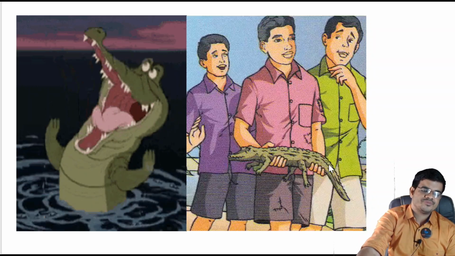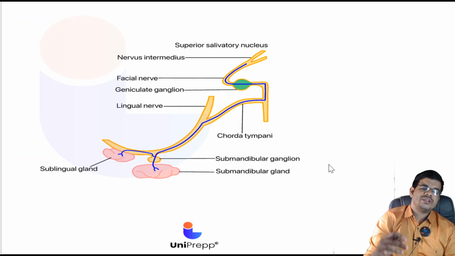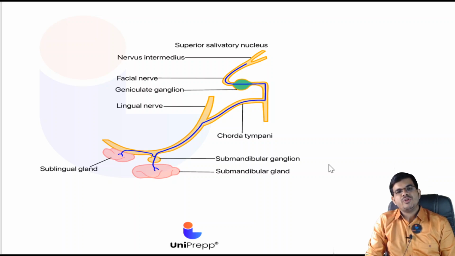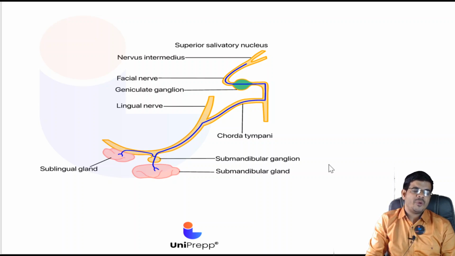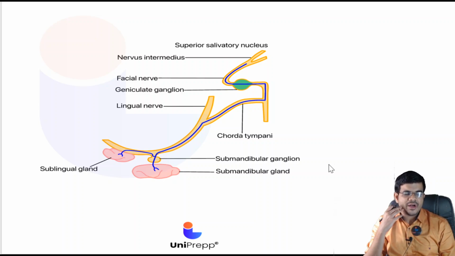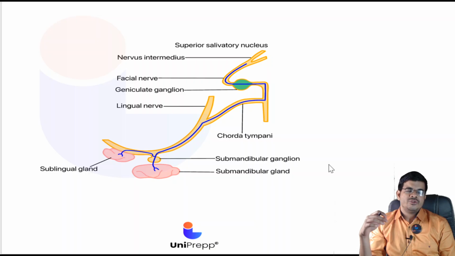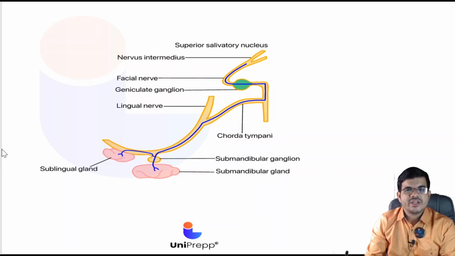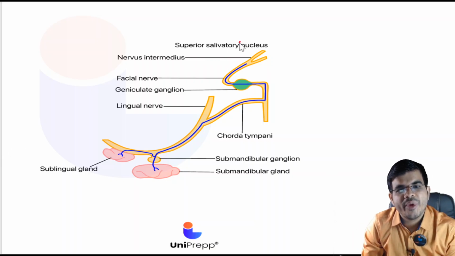What is happening in crocodile tears is that instead of the normal secretomotor supply to the submandibular salivary glands, the nerve fibers that are regenerating are going into the lacrimal gland and supplying the lacrimal gland. So what is the normal secretomotor supply? You can see the superior salivatory nucleus.